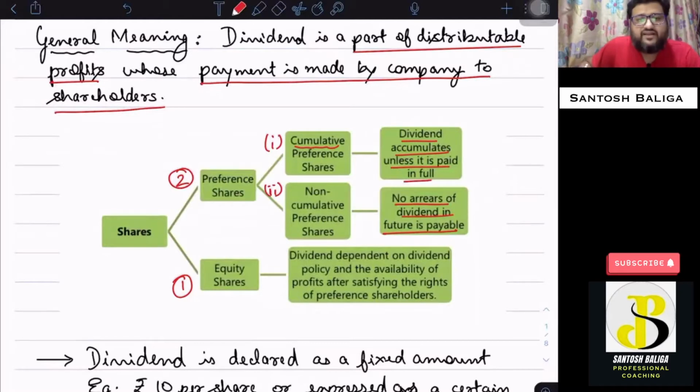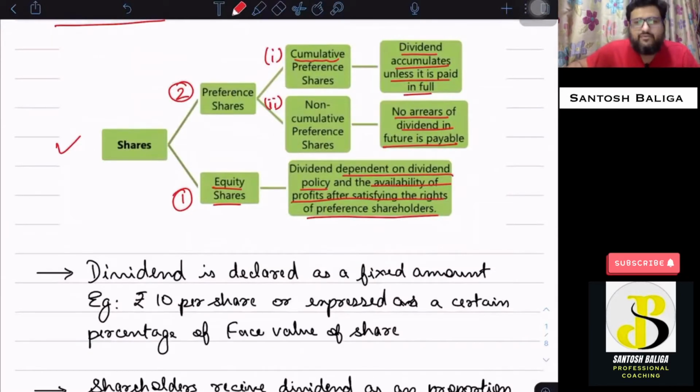And the next part is in case of equity shares. In case of equity shares, whatever is the distributable profits which is available with the company after paying off all the expenses, after paying off creditors, after paying off the dividend for preference shareholders, and whatever is remaining can be distributed by the company for the equity shareholders. So dividend is dependent on dividend policy of the company and availability of profits after satisfying the rights of the preference shareholders. So I hope this point is clear to all of you. The general introduction of dividend is clear to all.